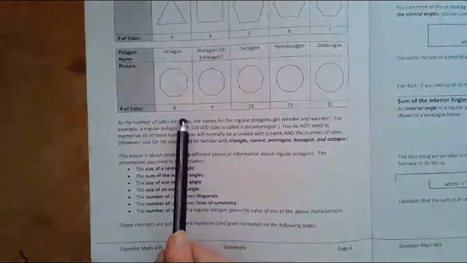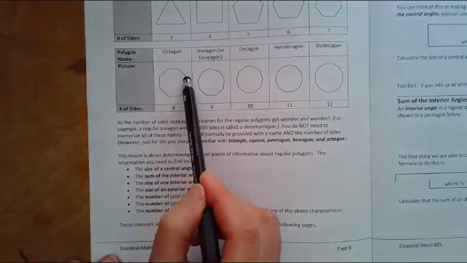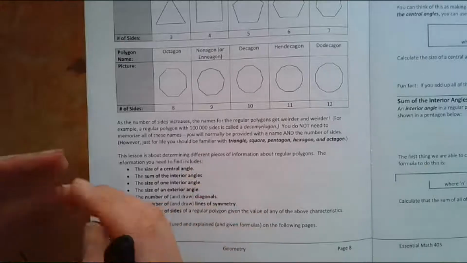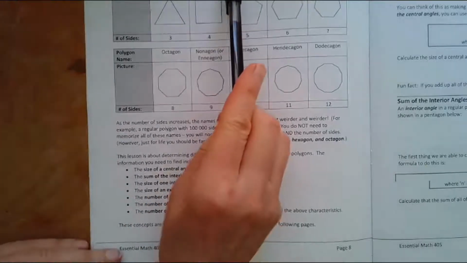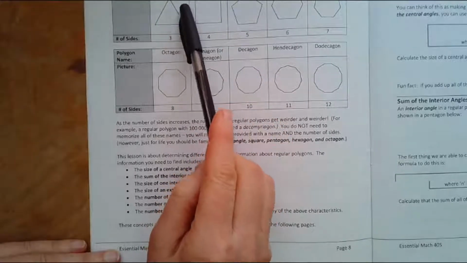And you can see the 8-sided shape, 1, 2, 3, 4, 5, 6, 7, 8. So it's the sides making up the shape itself. And a polygon, just so you remember, is a closed figure, right? It doesn't have any openings at all.